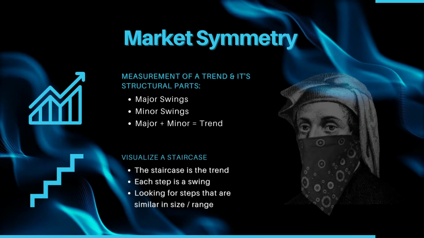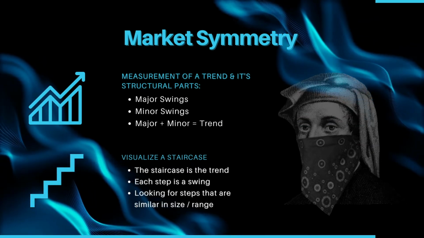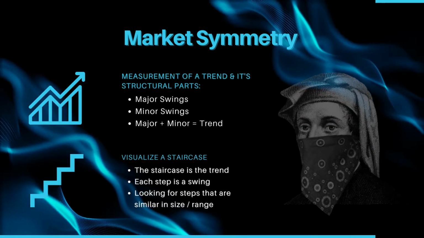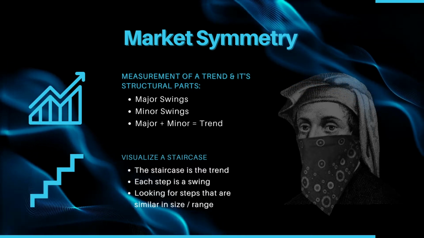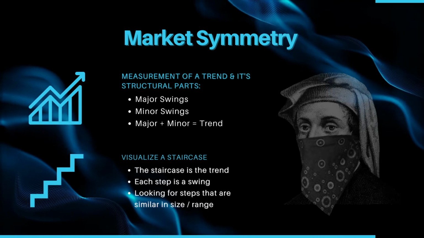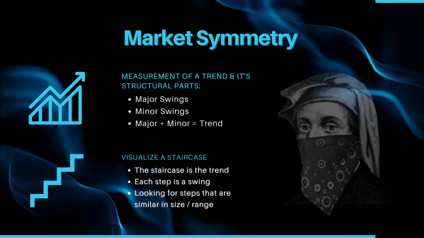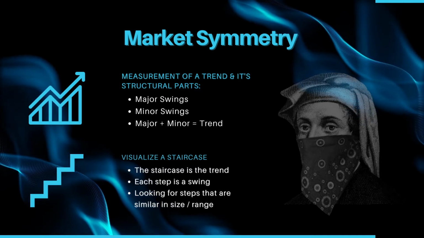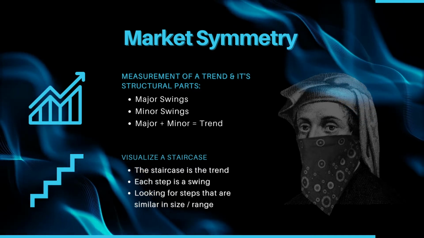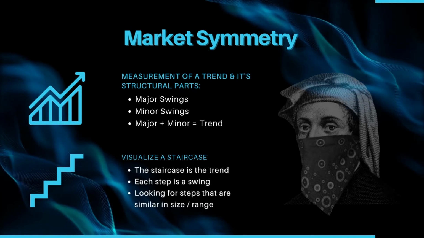Market symmetry is a byproduct of a trend, and it is developed by trend components, major swings and minor swings, and when combined they equal a trend. Visualize a staircase. The staircase is the trend, and each step is a swing in that trend. And we want to find and plot as many steps that are equal size.